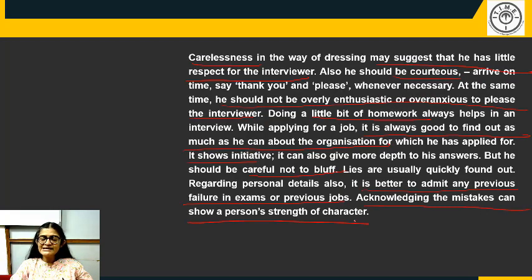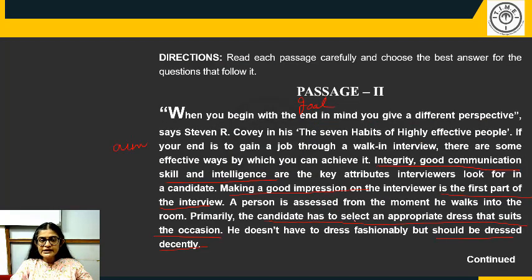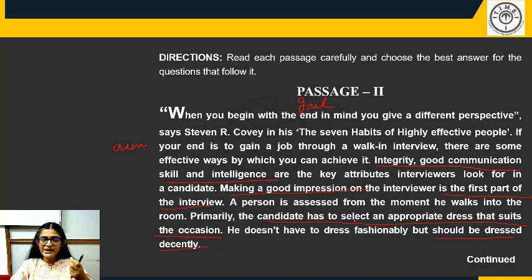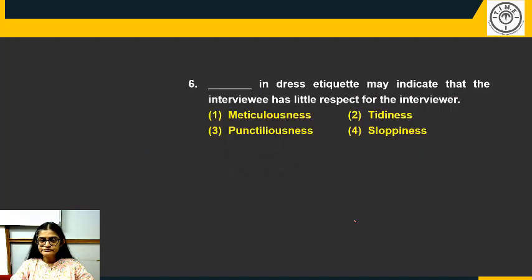So what is this passage about? It is about how to prepare for an interview and how to make a good impression on the interviewer. That is all. And at the beginning there's a little advice on focusing on your goal, right? Let's look at the questions now.